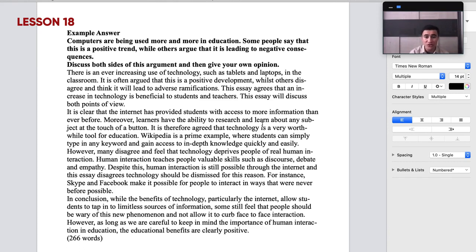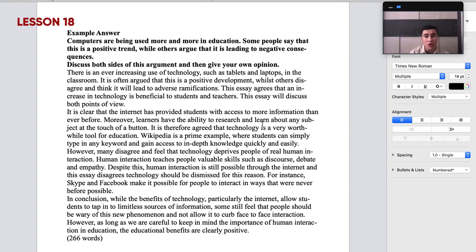Despite this, human interaction is still possible through the internet, and this essay disagrees technology should be dismissed for this reason. So now we are explaining whether we are actually on this side or not, and clearly stating that this essay disagrees, and of course explaining the reason why. For instance, Skype and Facebook make it possible for people to interact in ways that were never before possible.